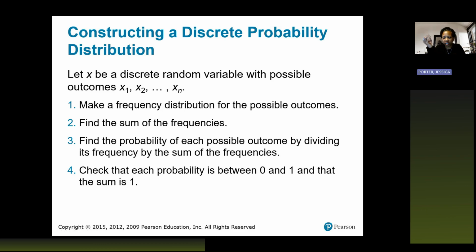So we're getting some instructions on how to build these tables. Now, we'll run through it quickly, but I also just want to show you an example because sometimes it's easier to visualize when you see the example. But the first step, you're going to make a frequency distribution for the possible outcomes, find the sum of the frequencies, find the probability of each possible outcome by dividing its frequency by the sum of the frequencies, and then check that each probability is between 0 and 1 and that the sum is 1. So in that number 4, we're checking that those two rules hold.